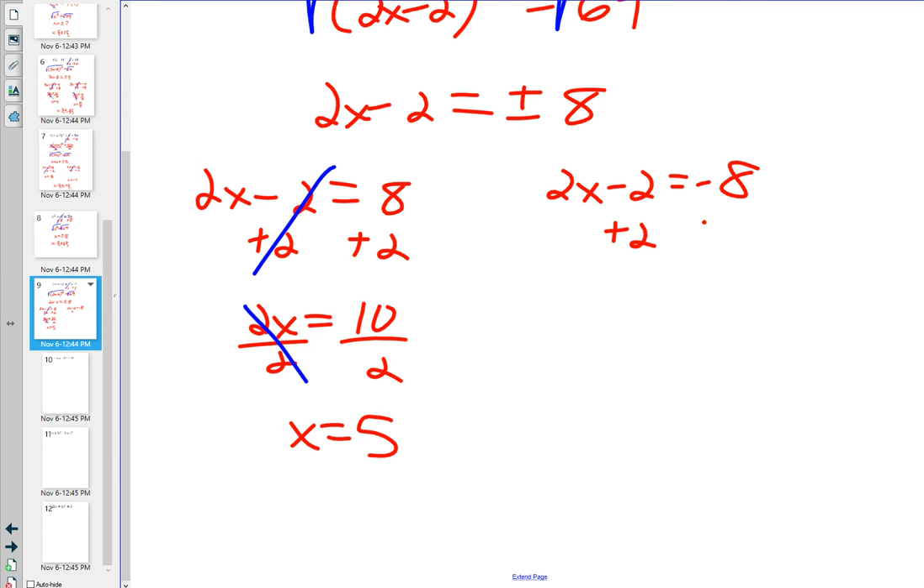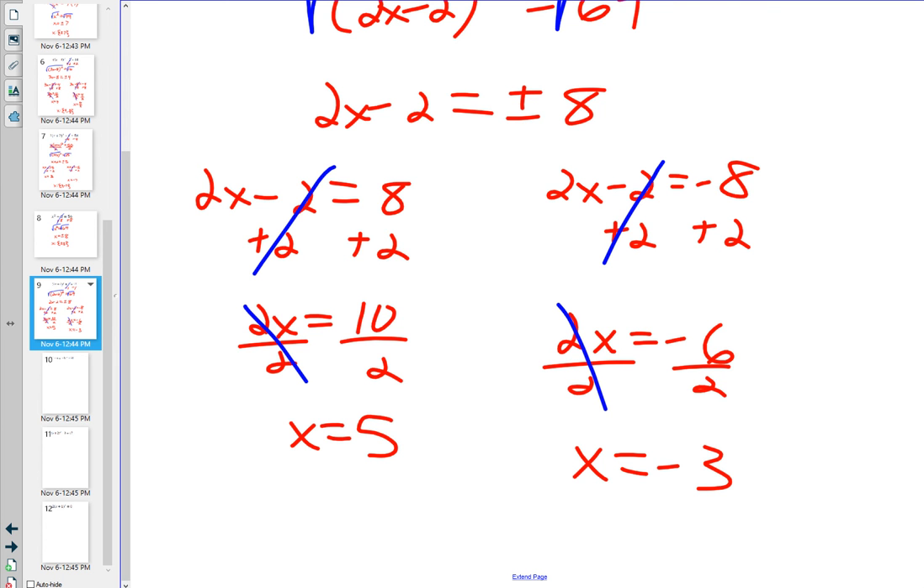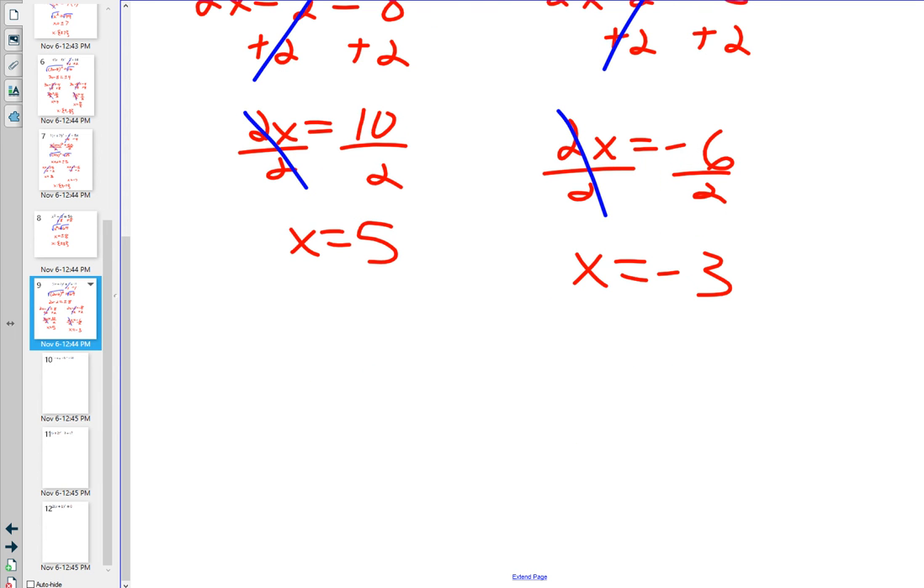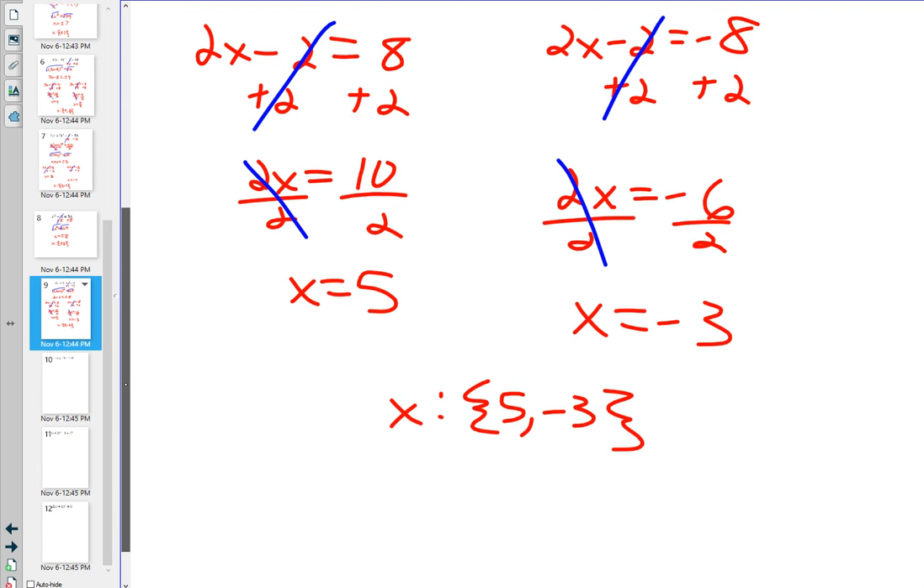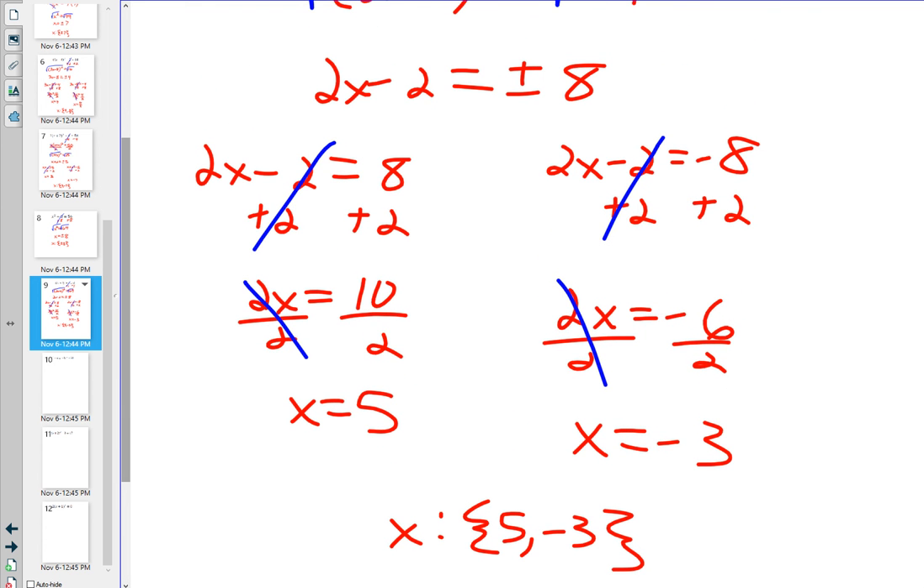And then plus 2, 2x is equal to -6. And then you divide by 2. Excuse me, -3. X can be 5 or it can be -3. Some people might have you believe that you have to write the numbers from least to greatest, but you don't have to.